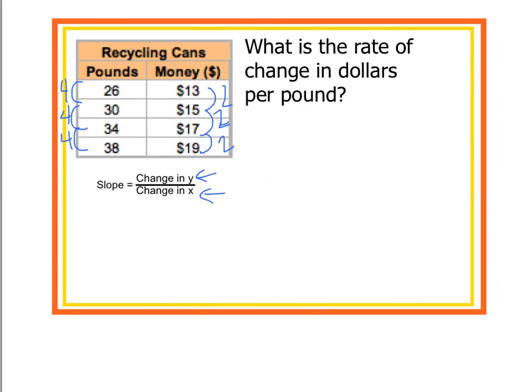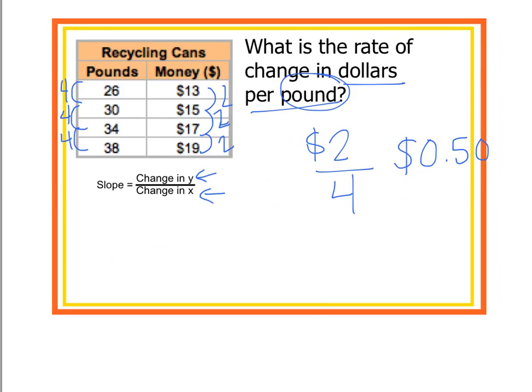All right, so we have to decide, are we figuring out money per pound or pounds per money? And it says, what is the rate of change in dollars per pound? So I'm going to put the dollars on the top, $2, and the pounds on the bottom. And I want to know how much it is for one. So basically I'm going to find the unit rate for dollars per pound. So I'm going to divide 2 divided by 4, and I'm going to get 0.5. And in money, that would be 50 cents. So 50 cents per pound.